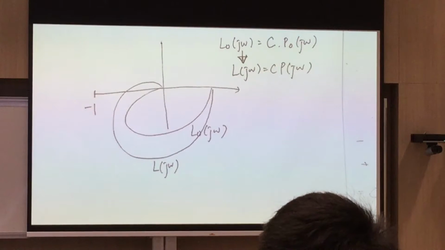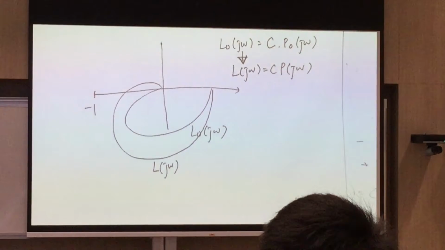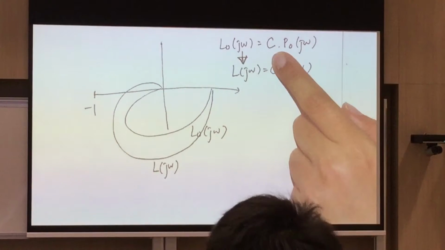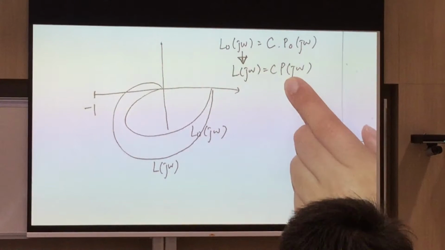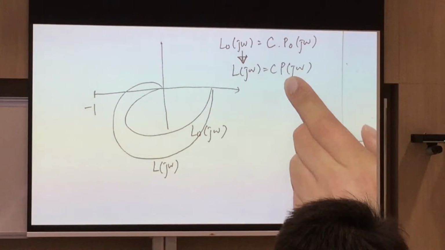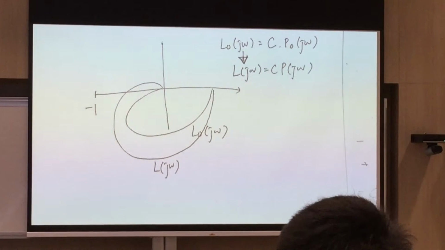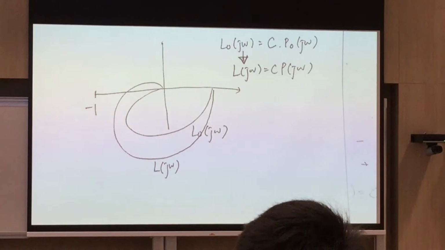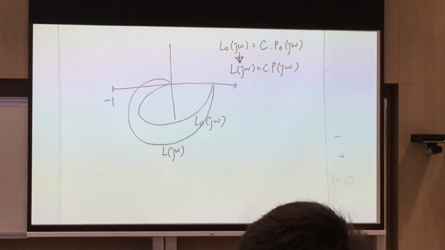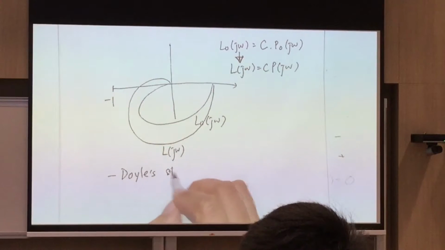Okay? And I want to understand now, when I first designed my C for L naught in my control system, now that my P naught has changed to C, okay, is my system still stable? Okay, this is what I want to understand. Alright? So how do you do that? And remember we talked about the Doyle's stability criterion.